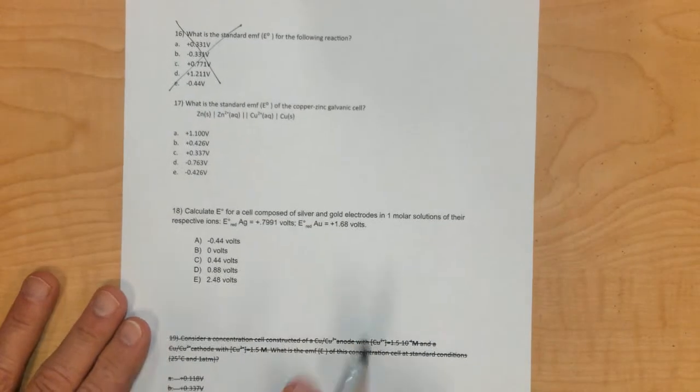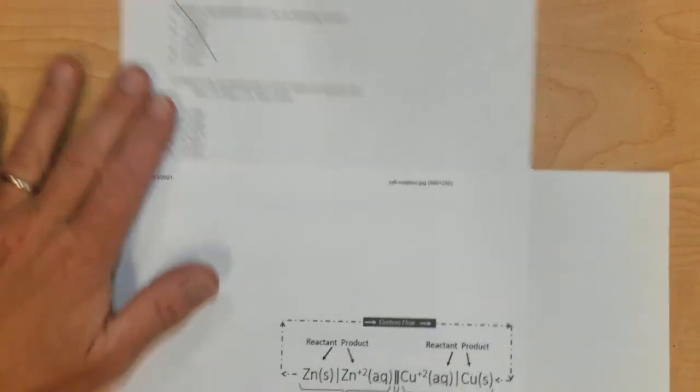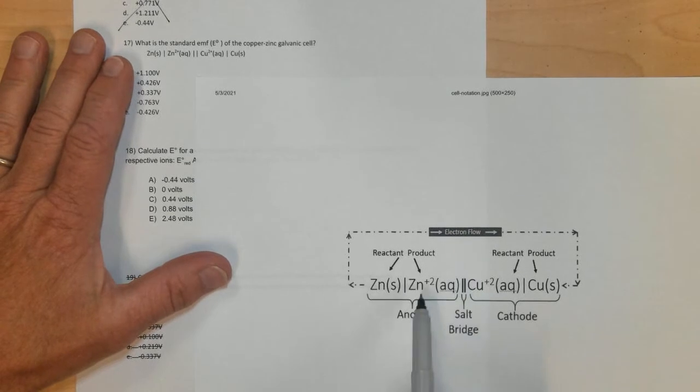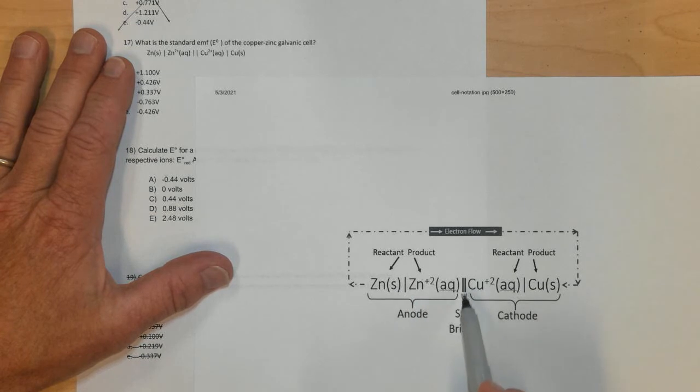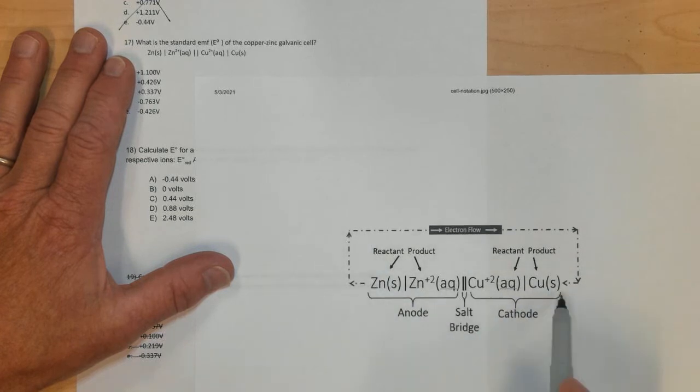Number 17 says, what is the standard EMF of the copper zinc galvanic cell? For this one, they're using something called line notation, and if you're not familiar with line notation from one of our textbook problems, this is the way it works. They always give the anode first, and the reactant and the product are separated by one line. And then they show the salt bridge by showing two lines right here. And then they show the reactant and the product of the cathode separated by one line right here. And the electrons always flow from the anode to the cathode, as we already know.